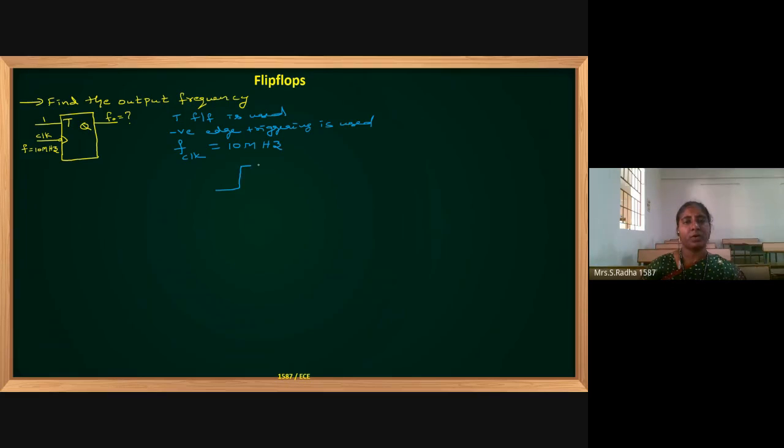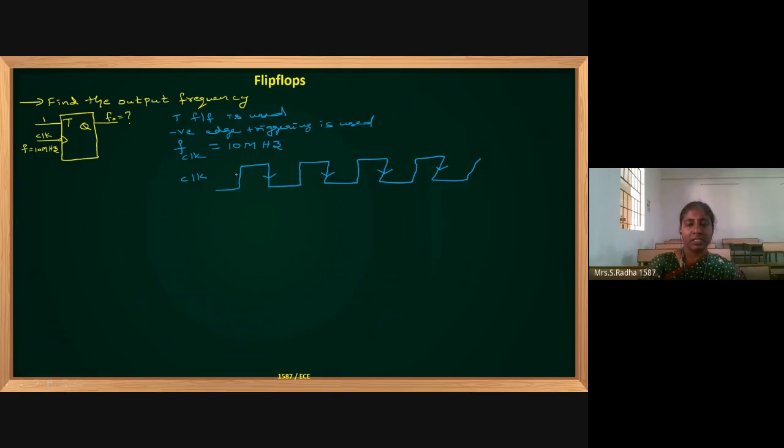Okay, I am drawing the clock signal. I will do it carefully. Positive, negative, like that. And the circuit will operate at the negative edge triggering only, the negative or falling edge only. This is the clock waveform. At the falling edge, the operation will happen.